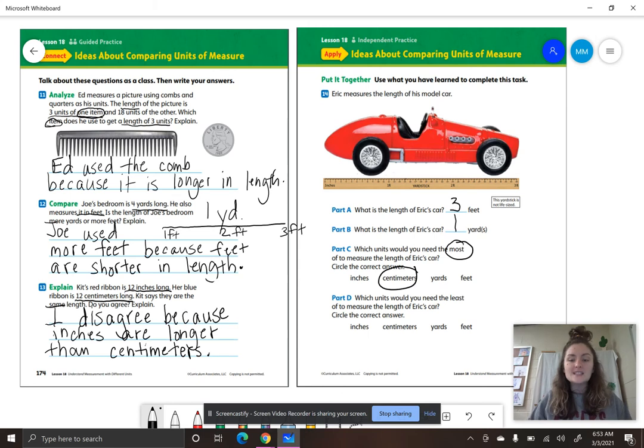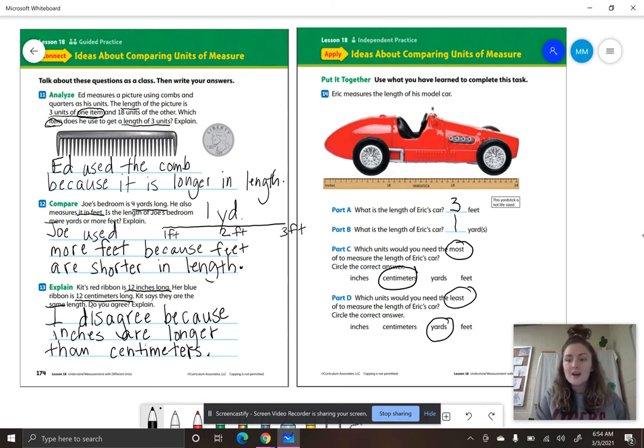All right, and part D, which units would you need the least of to measure the length of the car? So if we are needing the least amount of units, we are needing the longest unit. Which unit is going to be the longest? Inches, centimeters, yards, or feet? Go ahead and circle which unit you would need the least of. We would need the least amount of yards, right?